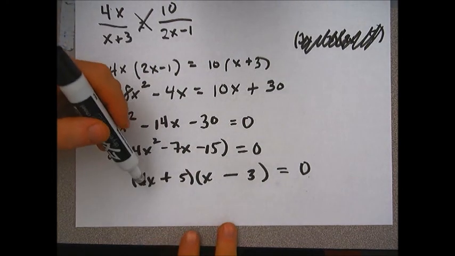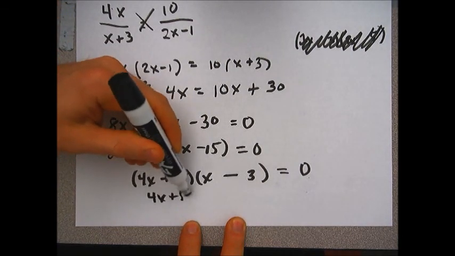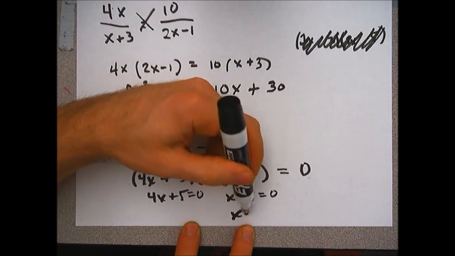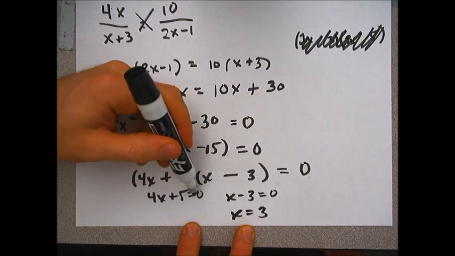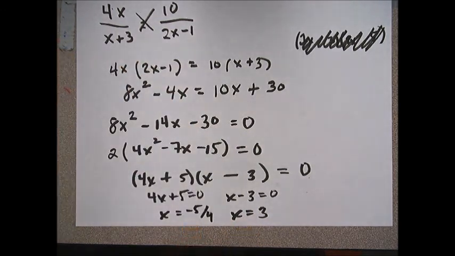So I want to take each of these and set it equal to 0. So 4x plus 5 is equal to 0. x minus 3 is equal to 0. x is equal to 3. Subtract the 5, divide by 4. x is equal to negative 5/4.